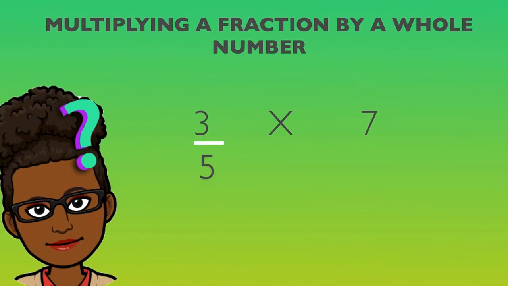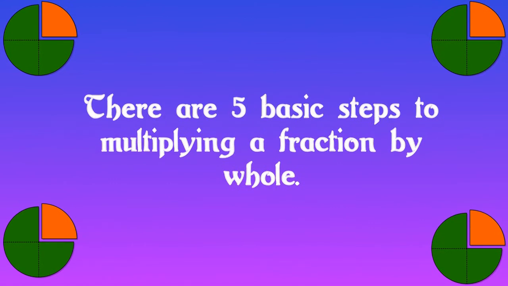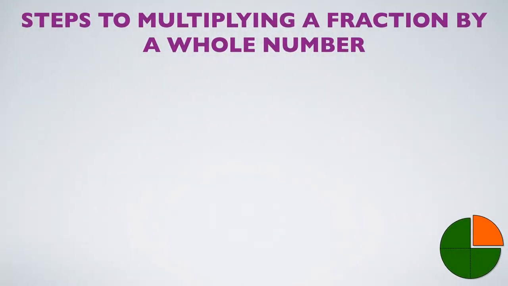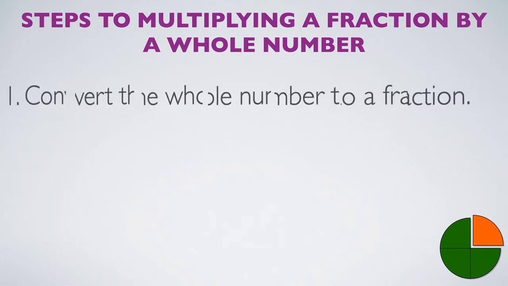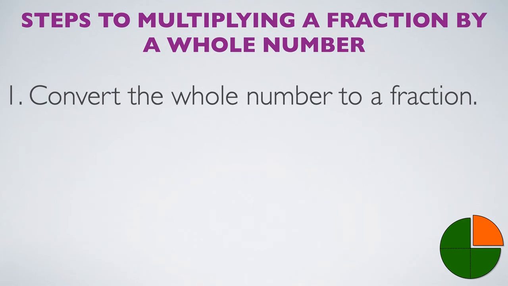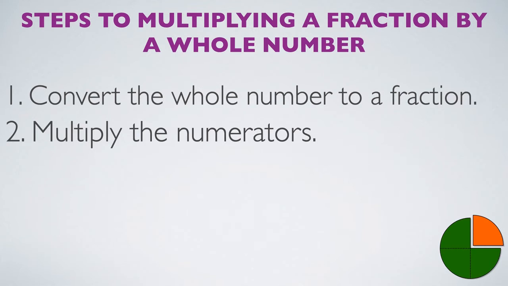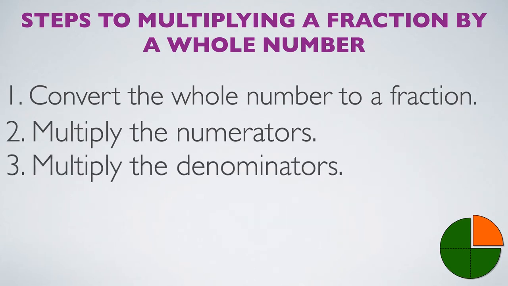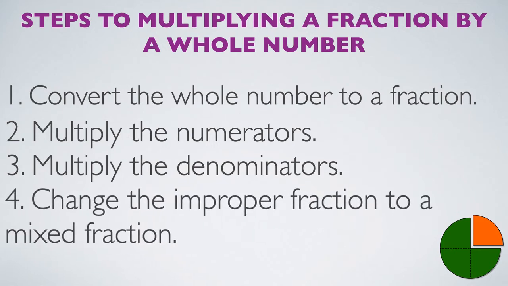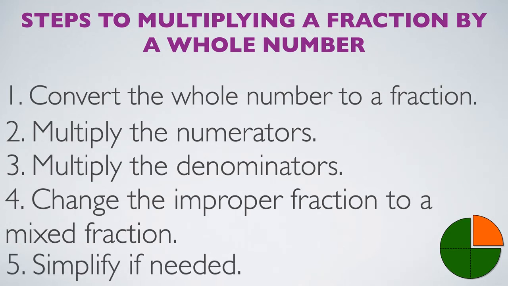Let's look now at multiplying a fraction by a whole number. Suppose now we want to multiply 3/5 by 7. Well, when we multiply a fraction by a whole number, there are 5 basic easy steps that we must follow. Let's take a look at what they are. The steps to multiplying a fraction by a whole number are: 1. We must first convert the whole number to a fraction. 2. We then multiply the numerators. Then, you guessed it, multiply the denominators. After that, our 4th step tells us that we change the improper fraction we will have to a mixed fraction. And then, of course, we simplify if needed.